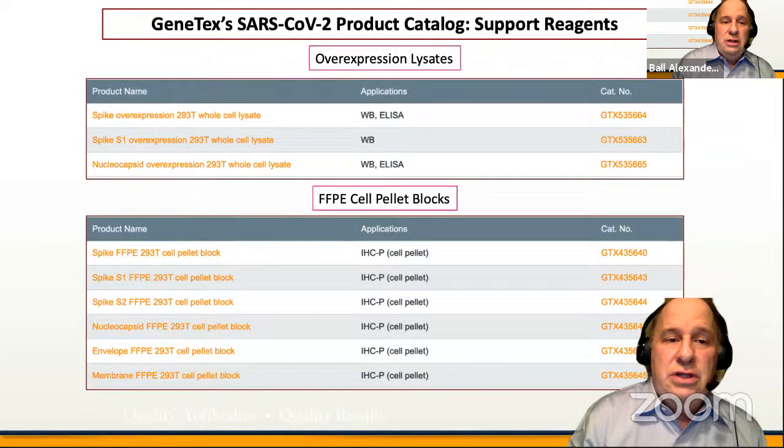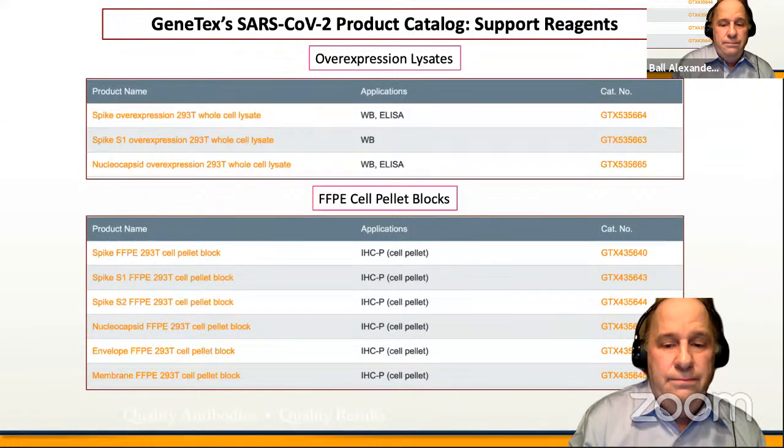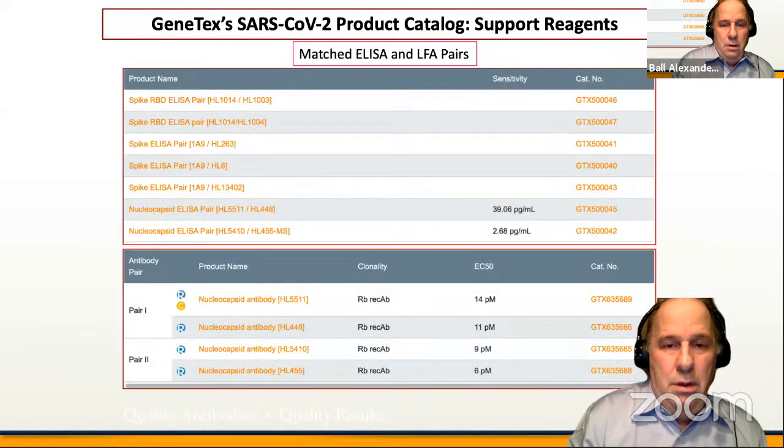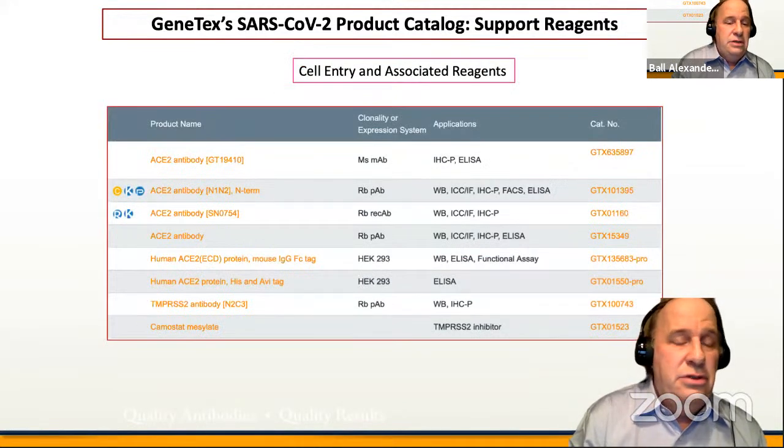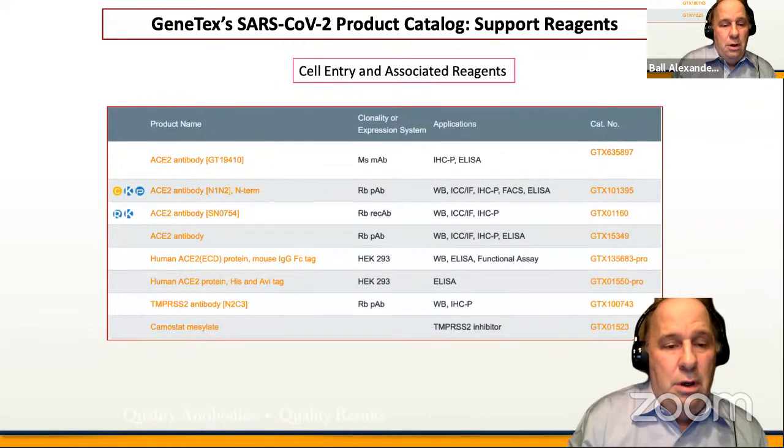And then we also have overexpression lysates for some work. We also have formalin-fixed paraffin embedded cell pellet blocks that can be used as IHC controls. Matched ELISA and lateral flow assay pairs, and so these are all listed in the catalog. And then some associated products, including antibodies against ACE2, the recombinant protein, an antibody against TMPRSS2, which is a co-receptor and is involved in uptake of the virus into the cell, and then camostat mesylate, which is actually an inhibitor of the TMPRSS2 serine protease.